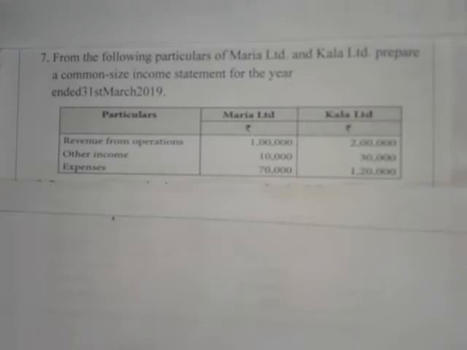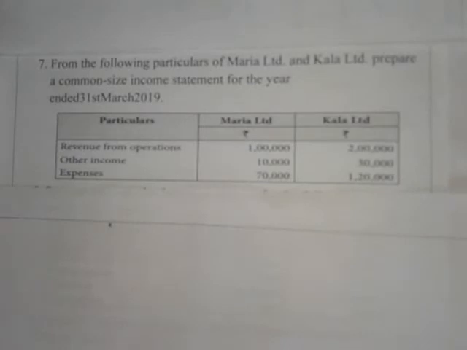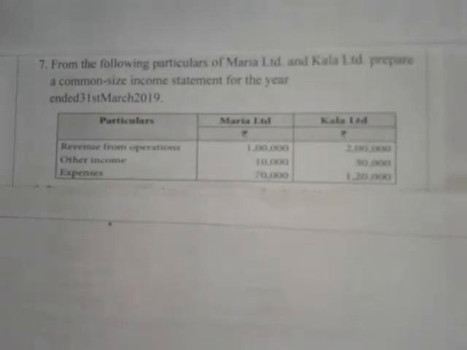I want to explain this question. Revenue from operation is known as sales. So we have to add revenue from operation and other income to get total revenue. Then you have to subtract expenses, and then you get profit before tax. Revenue from operation will be taken as base. Shall we do the sum?